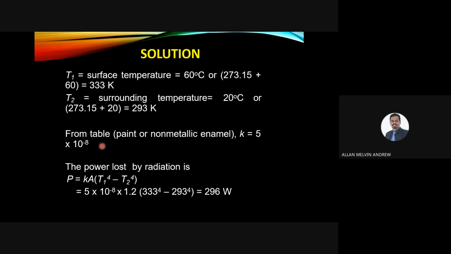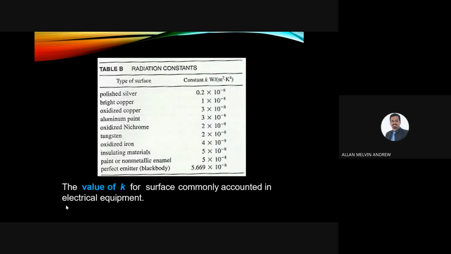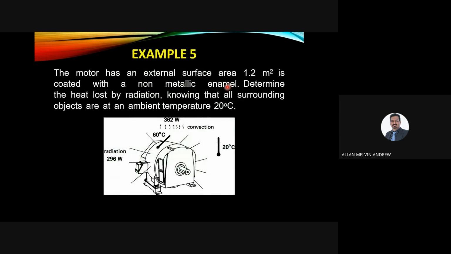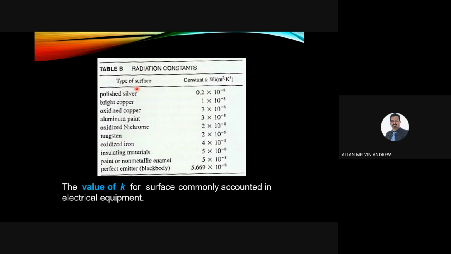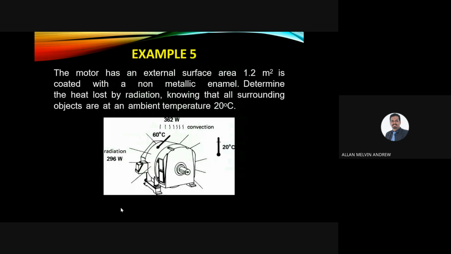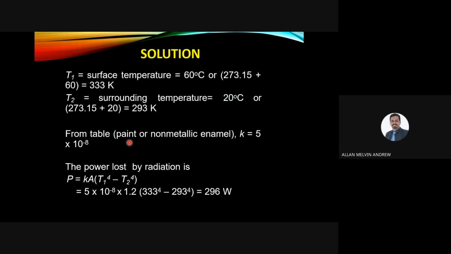Okay, so if we want to find the value of K, we know the material is non-metallic enamel. We can find it in this list: paint or non-metallic enamel. So the value of K is 5 times 10 to the power of negative 8. We just reuse it. So all the information is known, and we can calculate the power loss.